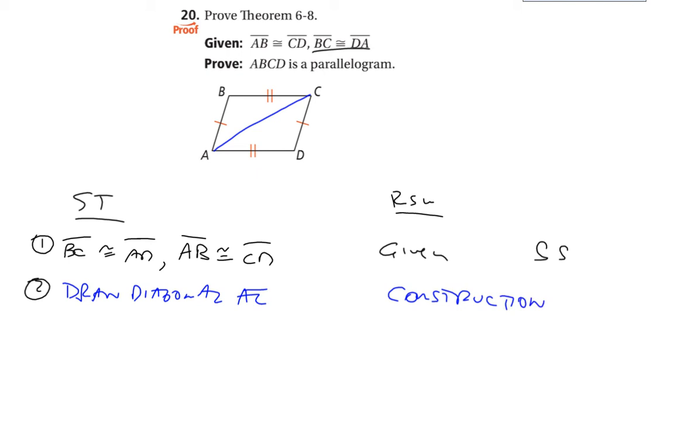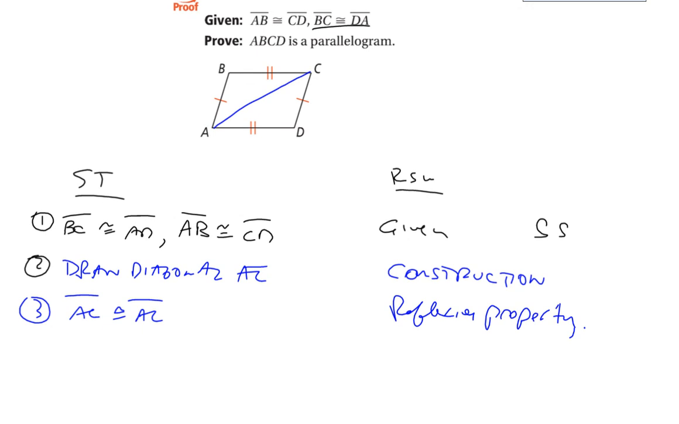Okay, well, what does that mean? Number 3 is line segment AC is congruent to line segment AC. Reason for that? The reflexive property. Reflexive property of congruence, or a reflexive property. Well, hey, I've got another side. So what can I say now?